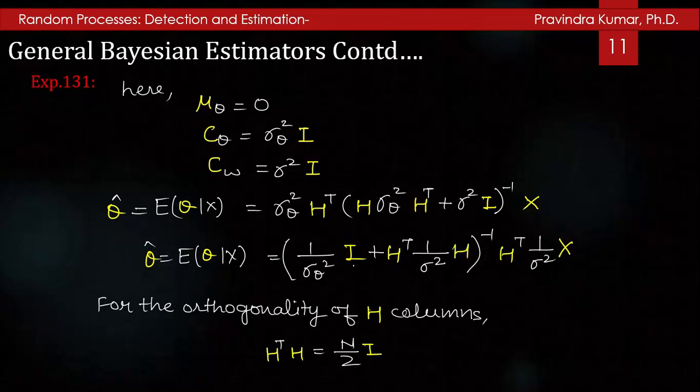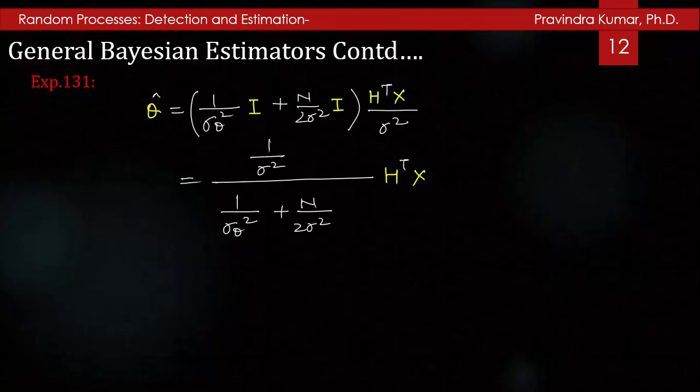And for the orthogonality of H columns, we have H transpose H equal to n by 2 times the identity matrix. So from here, theta cap will be 1 by sigma theta square into identity matrix plus n by 2 sigma square into identity matrix, into H transpose x by sigma square, and it will be equal to 1 by sigma square divided by 1 by sigma theta square plus n by 2 sigma square, into H transpose x.